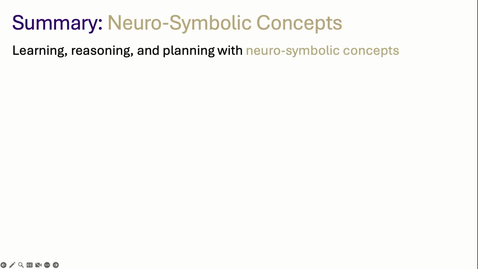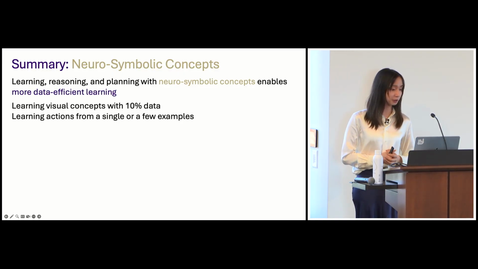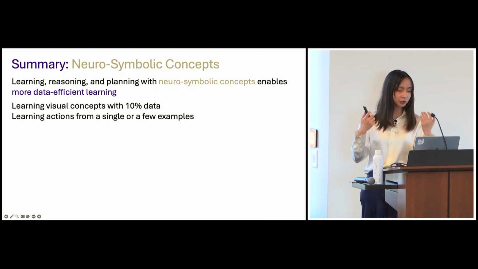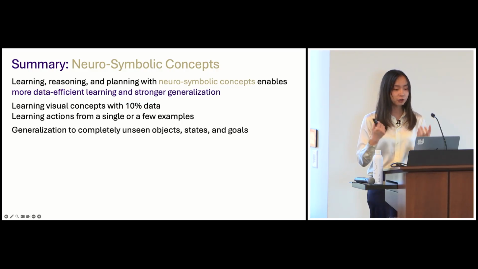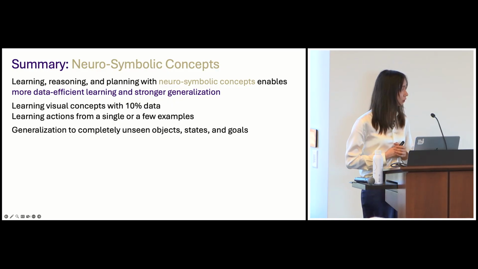So in this part, I'm showing you how you can integrate language, vision, and action data to build a system that can learn, reason, and plan using neuro-symbolic concepts. Overall, I've been showing you how this framework enables more data-efficient learning, such as learning visual concepts from only 10% of the training data, or learning new actions from single or very few examples. It also has stronger generalization to different kinds of objects, unseen states, or novel goals.